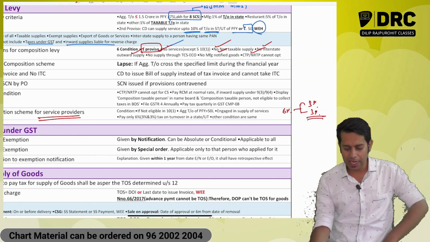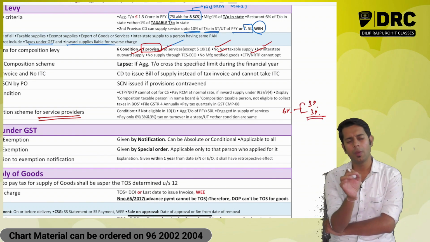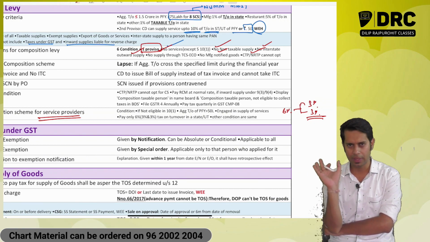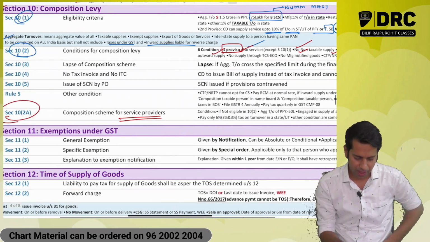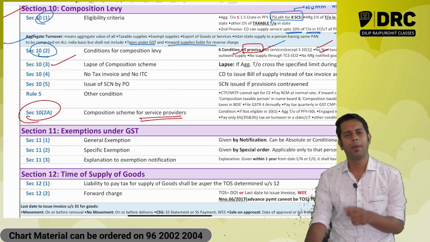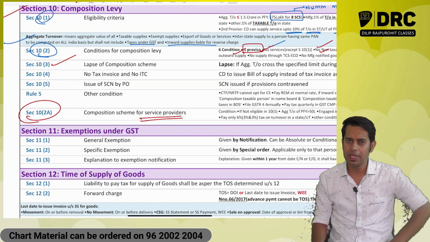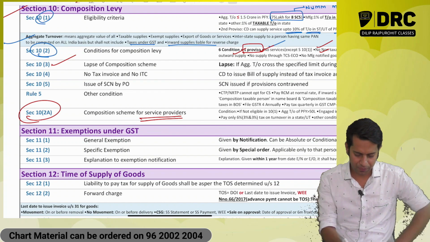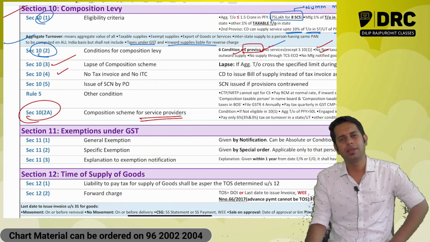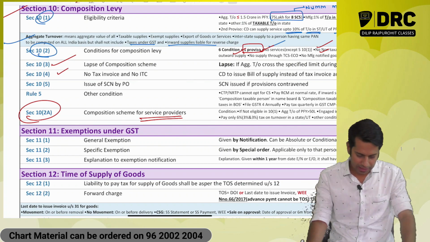Sir, are there any conditions applicable to him? Yes, all the conditions which were applicable to a normal composition dealer are also applicable to him, except the supply of services condition. Then section 10 subsection 3: the composition scheme shall lapse in the current financial year once your aggregate turnover crosses the limit of 1.5 crores, or 75 lakhs, or 50 lakhs. Section 10 subsection 4: a composition dealer cannot issue a tax invoice and he cannot take input tax credit.